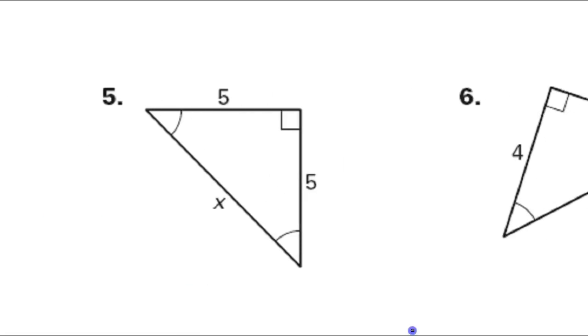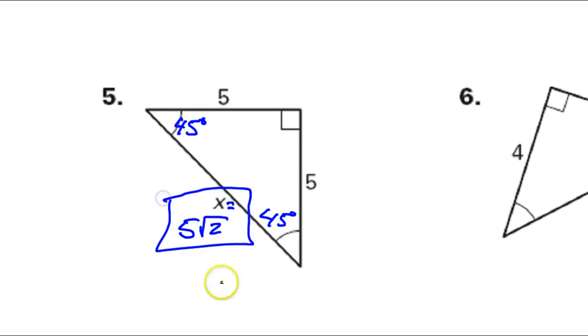Okay, what about number 5? Alright, it's not getting any trickier yet. Again, you see that these angles are equal. They have to be 45 degrees in that case, the only way they can be the same. And using the properties of a 45, 45, 90 triangle, leg, leg, and then this should be leg radical 2. Alright, so x will equal 5 radical 2.